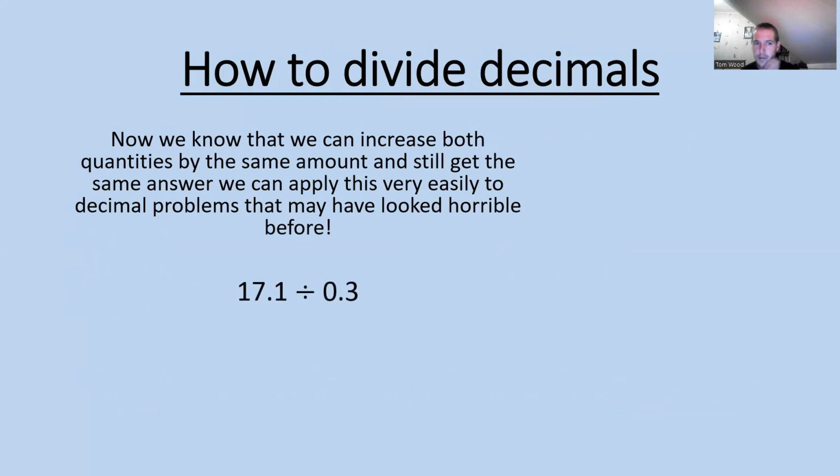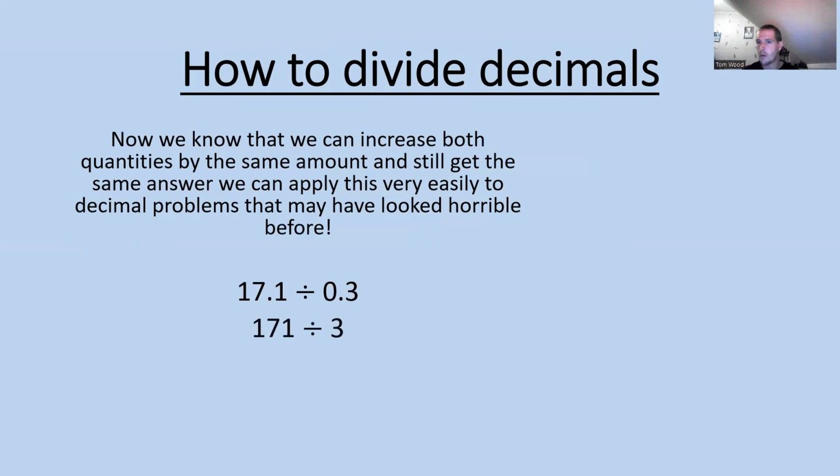Something like this. So 17.1 divided by 0.3. It looks horrible. And again, this skill will become easier when we look at our percentage module and we look at our multiplying and dividing by 10. What I can do here though is I can just say, well, okay, instead of 17.1, I'm going to call that 171.